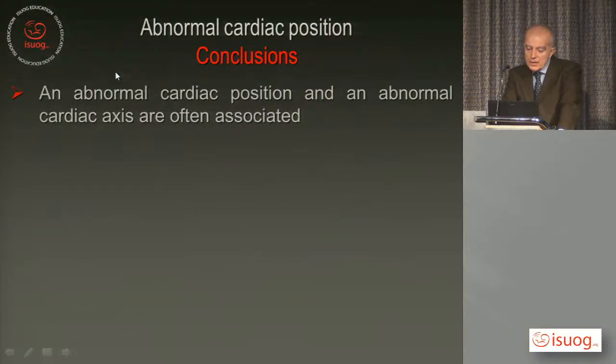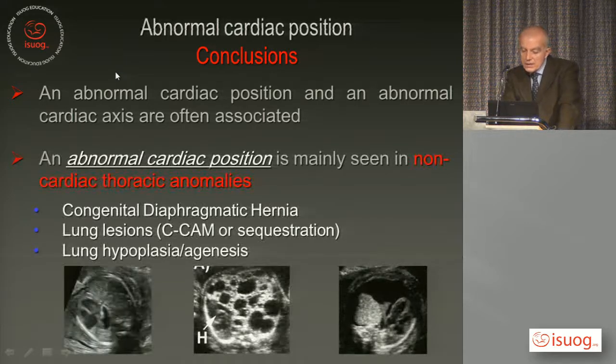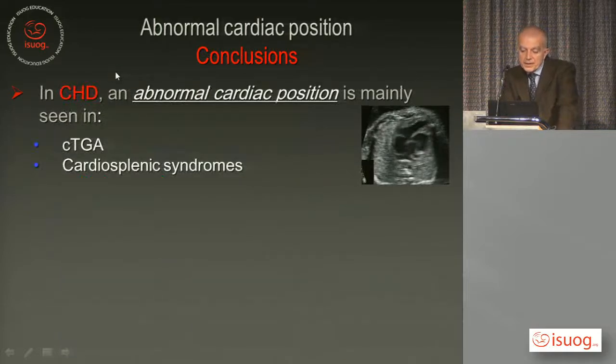So in conclusion, an abnormal cardiac axis, an abnormal cardiac position and abnormal axis are often associated. Abnormal position is mainly seen in non-cardiac thoracic abnormalities such as hernia or CCAM and other lung problems, or in case of lung hypoplasia or agenesis. On the other hand, as far as heart defects are concerned, an abnormal cardiac position is mainly seen in corrected transposition and in cardiosplenic syndromes.